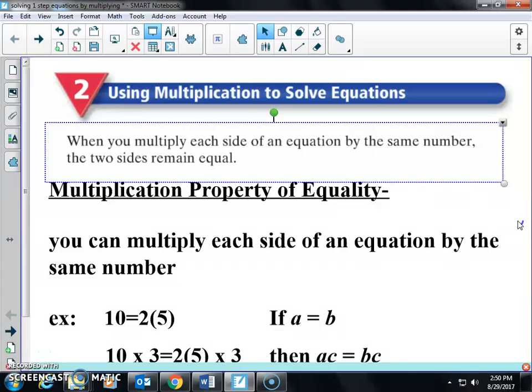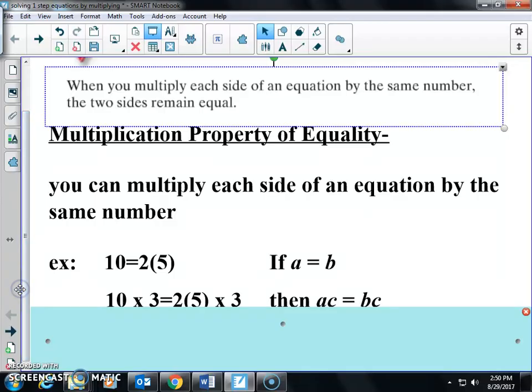is that we can multiply each side of an equation by the exact same number, and if we do that the equation stays balanced. It's equal on both sides. If you think back to our barbell, we'll have the same amount on both sides.